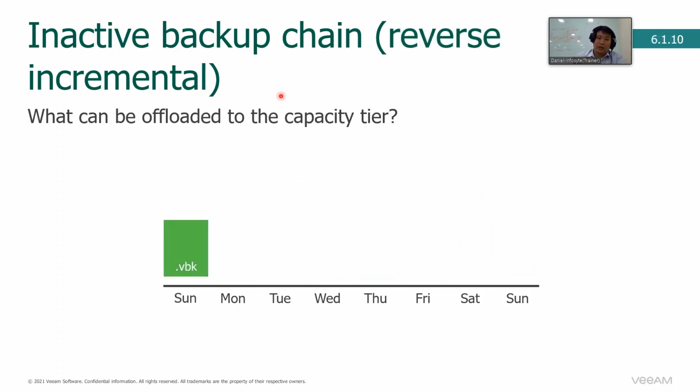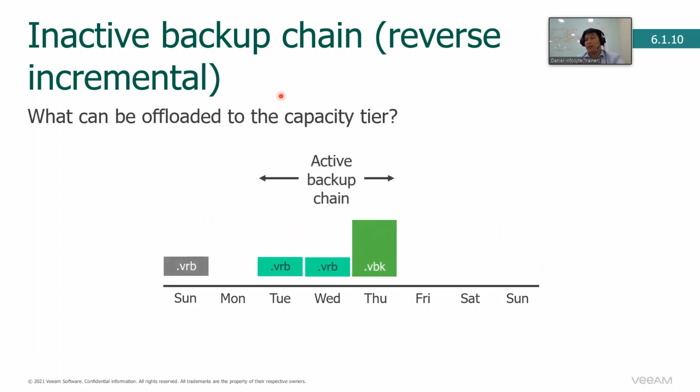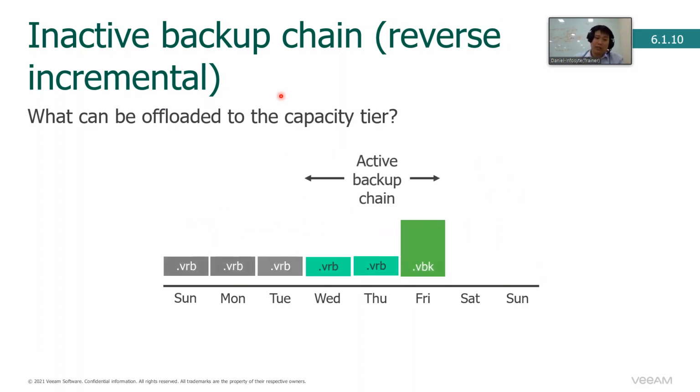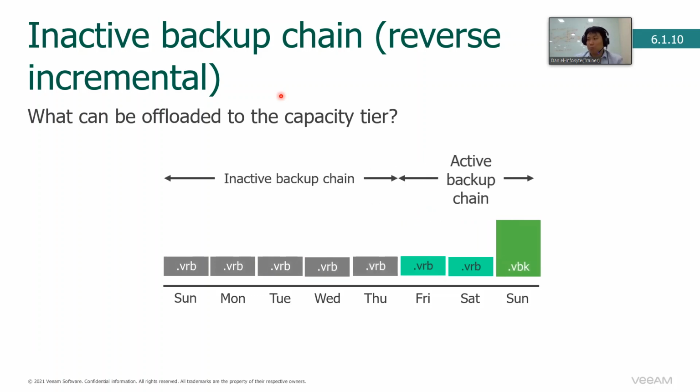And if you are utilizing reverse incremental, same thing here. When you are utilizing reverse incremental, the older incremental backup data will start to expire, and those data will be offloaded, moving to the capacity tier instead. Alright, so this is move mode. Reverse incremental is supported, unlike copy to capacity tier that works together with only forward incremental.